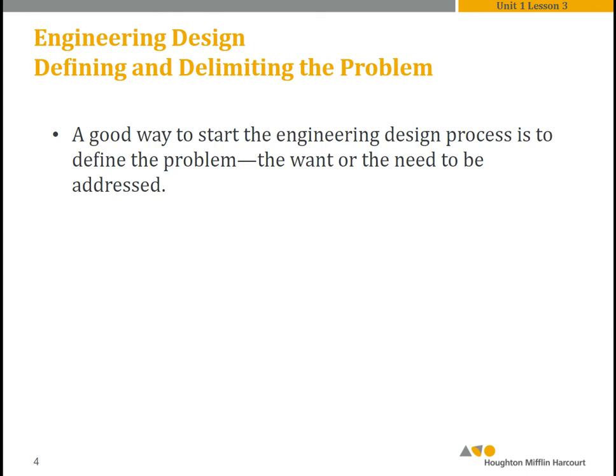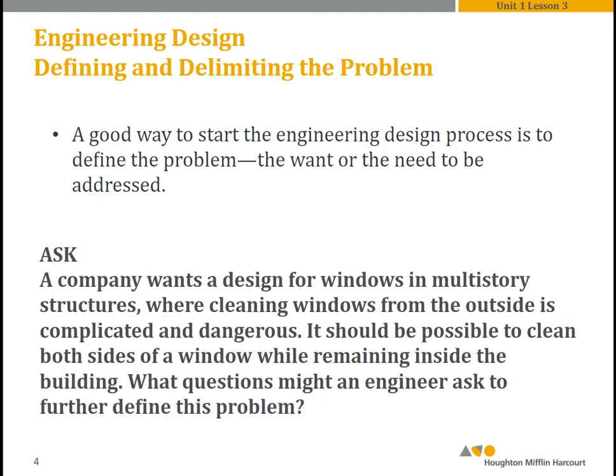It is important to define the problem you're trying to solve before you start trying to solve it. And we've talked about criteria and constraints. Let's say a company wants a design for windows in a tall building like a skyscraper. It's hard to clean windows on a skyscraper. You've seen videos of window cleaners in places like New York. Well, that's dangerous and it's expensive, and the company would much rather have windows that could be cleaned from the inside. So a cleaner could just somehow open the window and clean the inside and the outside.